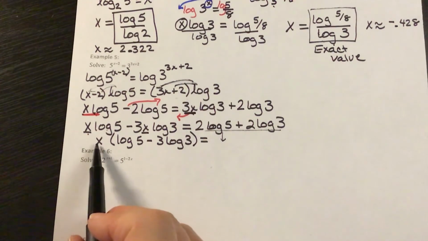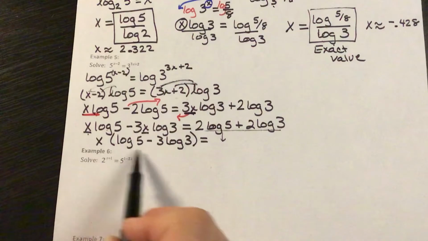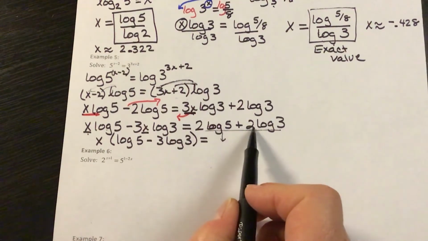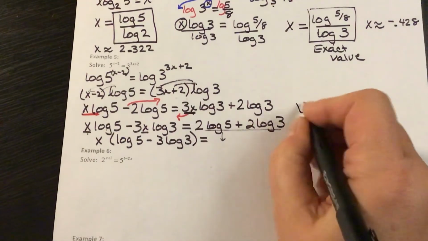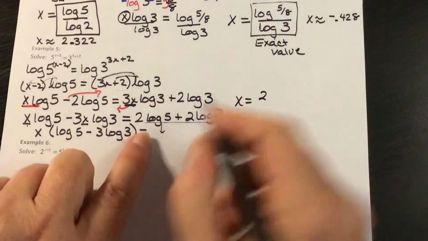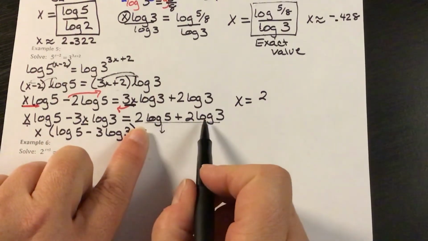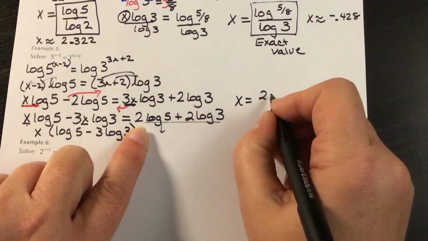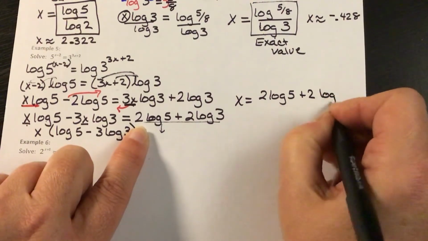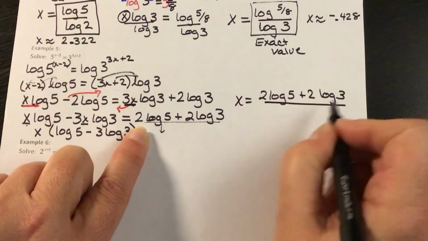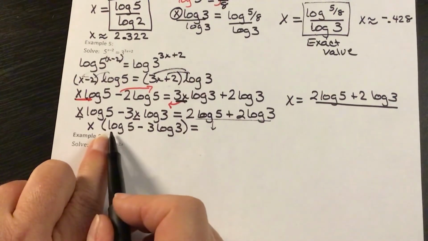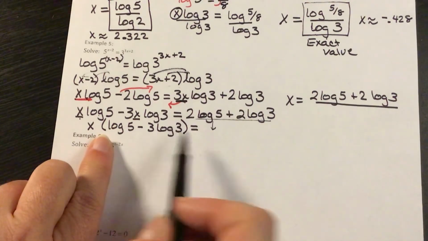So now to solve for x, I'm going to divide by all of this. So I'm going to keep 2 log 5 plus 2 log 3. So x equals 2 log 5 plus 2 log 3, and I'm going to divide that by what we factored the x out of, log 5 minus 3 log 3.